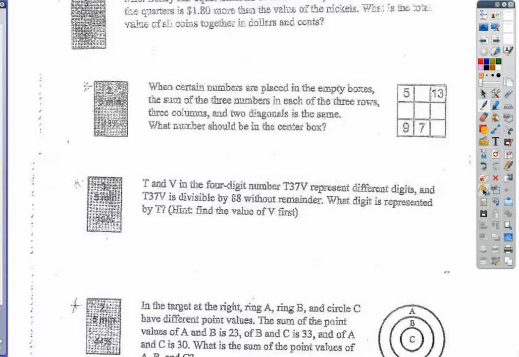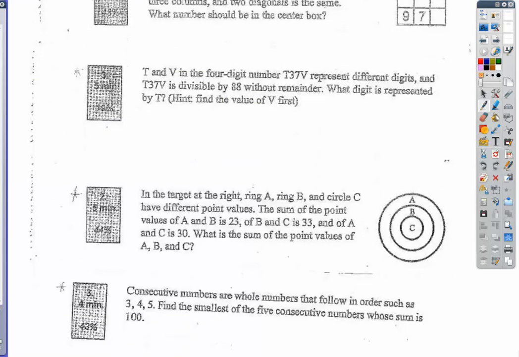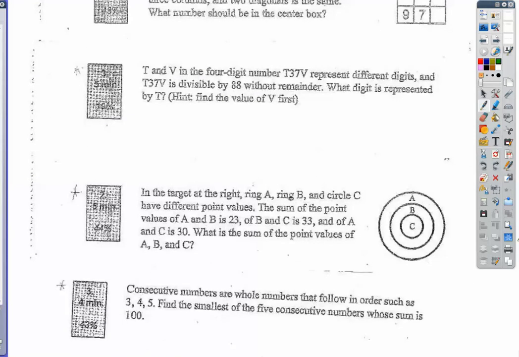All right, next question. Now this is the one problem that really gave me a long time. It took me a long time to do it, and I hope there's a better way. If you can come up with a better way for solving this one, please don't keep it a secret. All right, so t and v are in a 4-digit number where all the numbers are different, and t37v is divisible by 88 without a remainder. What digit is represented by t?